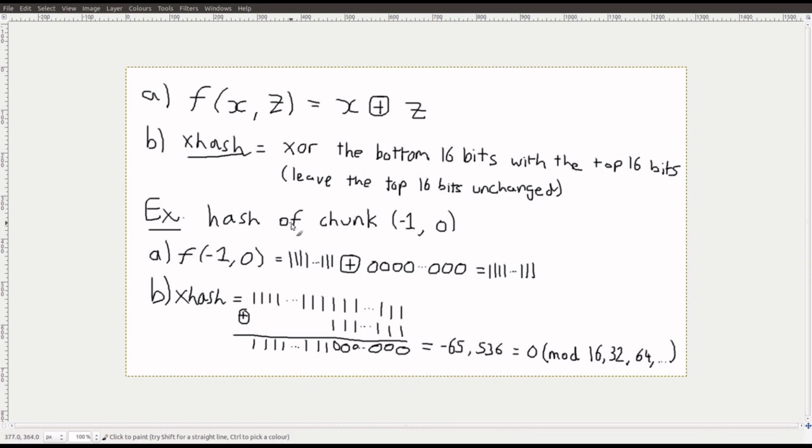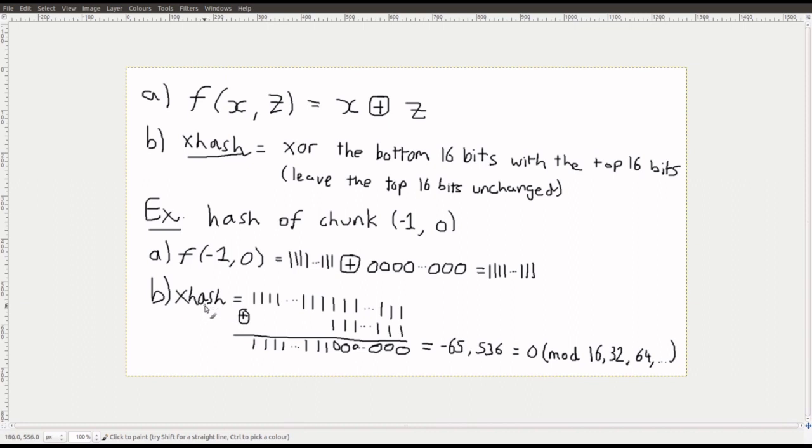Let's say we want to compute the hash of the chunk minus 1, 0. So in case you didn't know, minus 1 in binary is just all 1s, and 0 is obviously just zeros. And so when we XOR them together, we get lots of 1s XORed with lots of zeros, which means you just have the 1s left over. Because, you know, 1 XOR 0 is 1. So that's the first part of the hash. So the hash code of the chunk is all 1s, which is still minus 1.